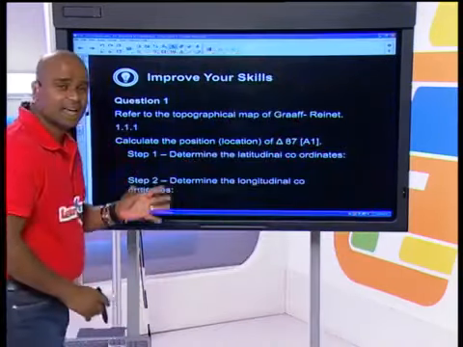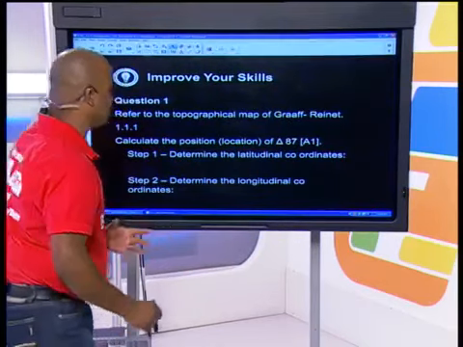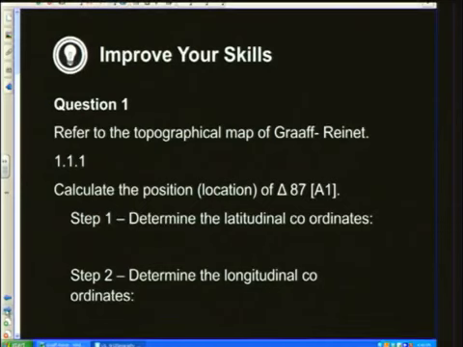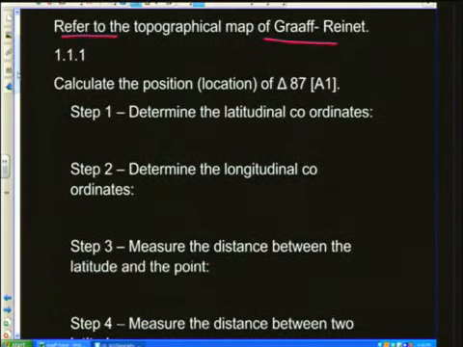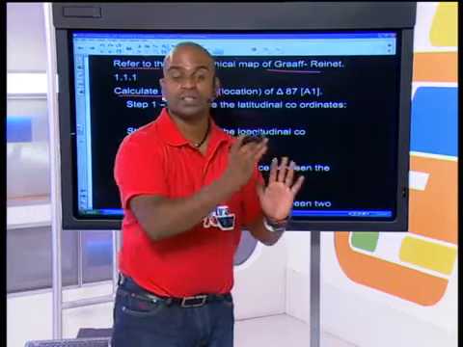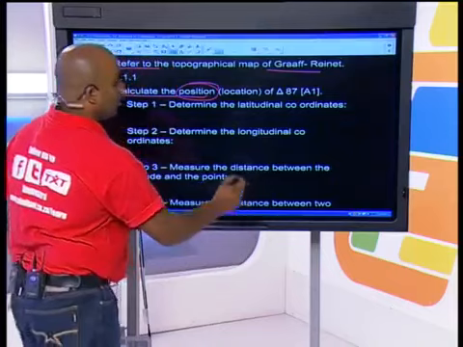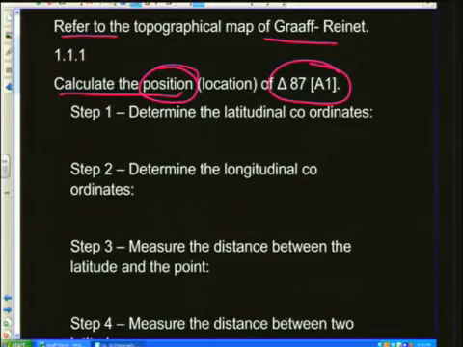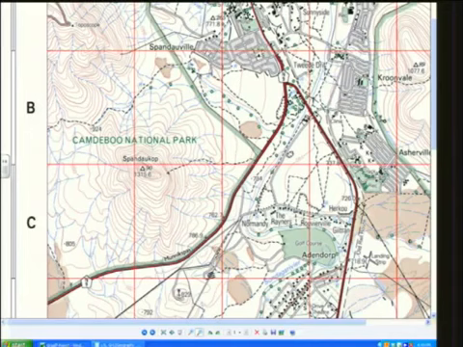Let's look firstly at the type of question you will receive for this type of example. Refer to the topographical map. Let's get our pens in there. Refer to the topographical map of Graaff-Reinet. The first question that we'll be dealing with is the following. Calculate the position. And note always, your position is calculated in terms of its relation to the equator, which is south. We are south of the equator, and the Greenwich Meridian. We are east of the Greenwich Meridian. Of Trig Beacon 87 in block A1. And for this example, we're going back to Graaff-Reinet. And let's go up here.